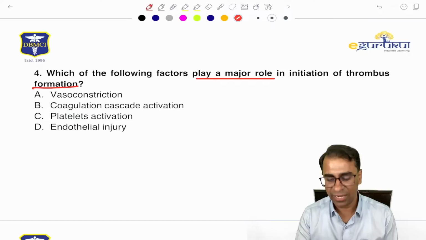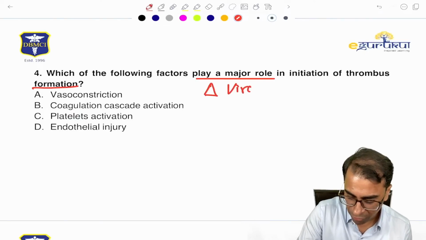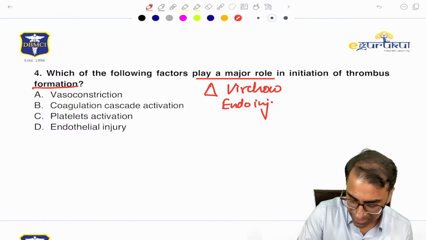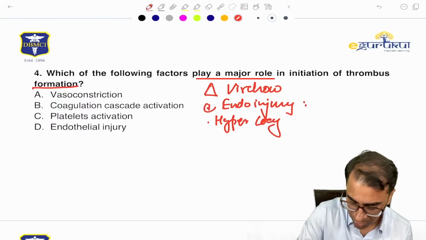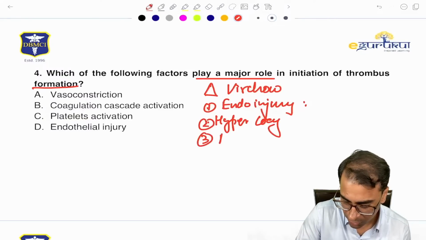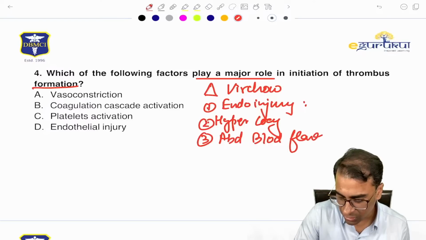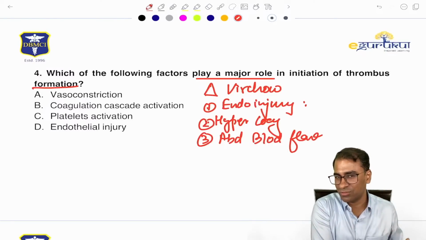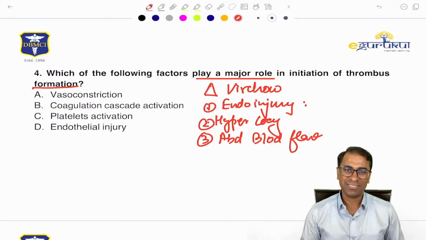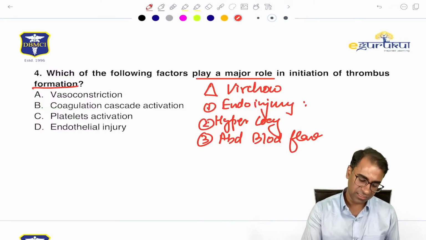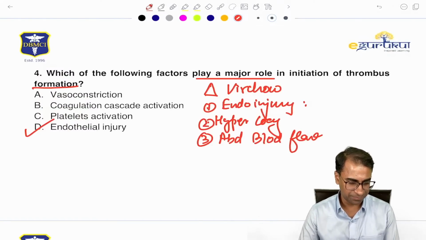सबसे important thrombus formation in the triad of Virchow. Virchow said three things. One is endothelial injury. Then he told what? It is hypercoagulability of blood. And he said second one, two. And third he said abnormal blood flow, which often is a case of stasis, or it can be a case of turbulence. Stasis is more common than turbulence. Here the answer is endothelial injury. That's the best answer here.